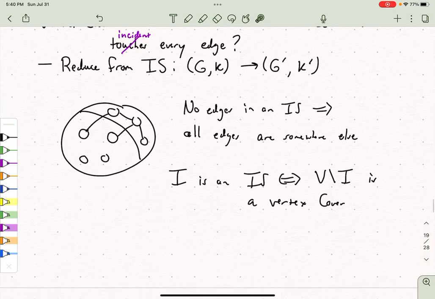So it's clear that if it's an independent set, all the edges touch all the other nodes. And so if you just looked at every other node, well then obviously every edge is touching those things. Because the only way for an edge to be missed is if it was between two things in I, but that contradicts that it's an independent set. On the other hand, if this is a vertex cover, it touches every edge, then we know there's no edges in here. So that's where this statement is coming from. And it's clear if you just look at the picture why that's the case.